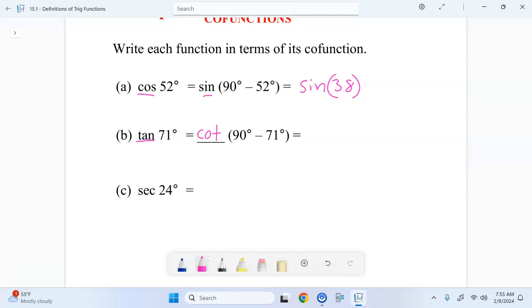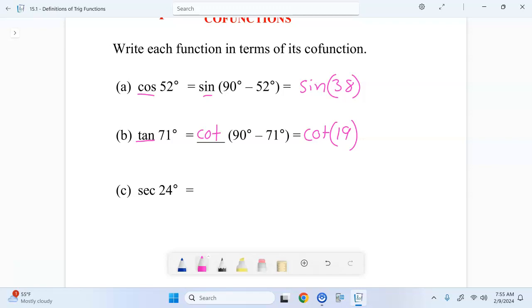So, tangent of 71 will be equivalent to cotangent of 90 minus 71, which is what? Say again. 19. Okay, so tangent 71, its equivalent cofunction will be cotangent of 19.